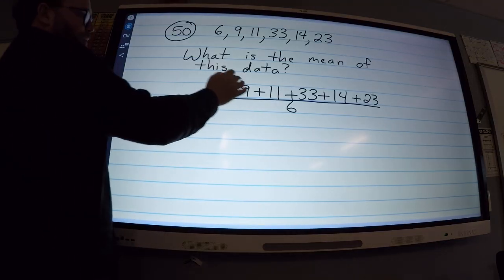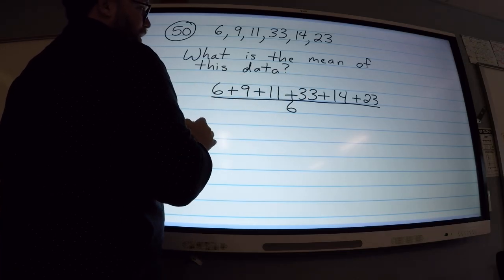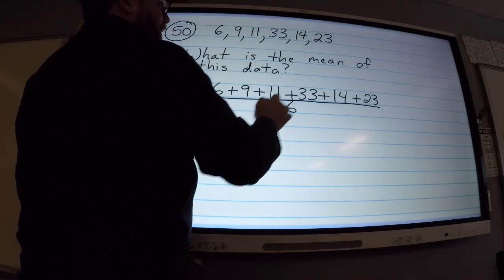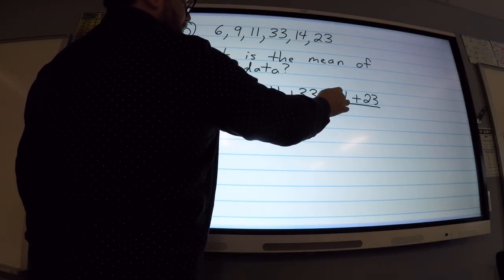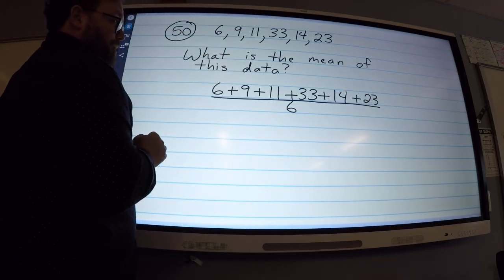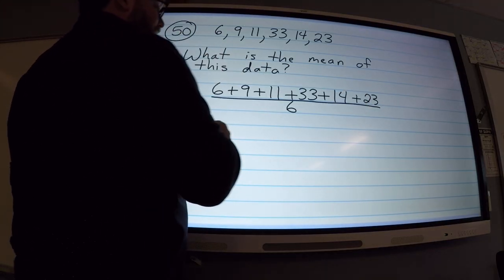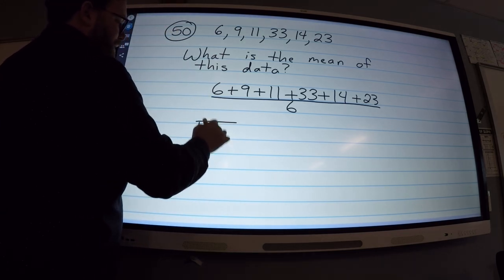So if we add 6 plus 9 plus 11, that's 26, plus 33, that's 59. Then we have 69 and 73, and then 73 plus 23 is going to be 96. So we're having 96 divided by 6. So let's do that, 96.